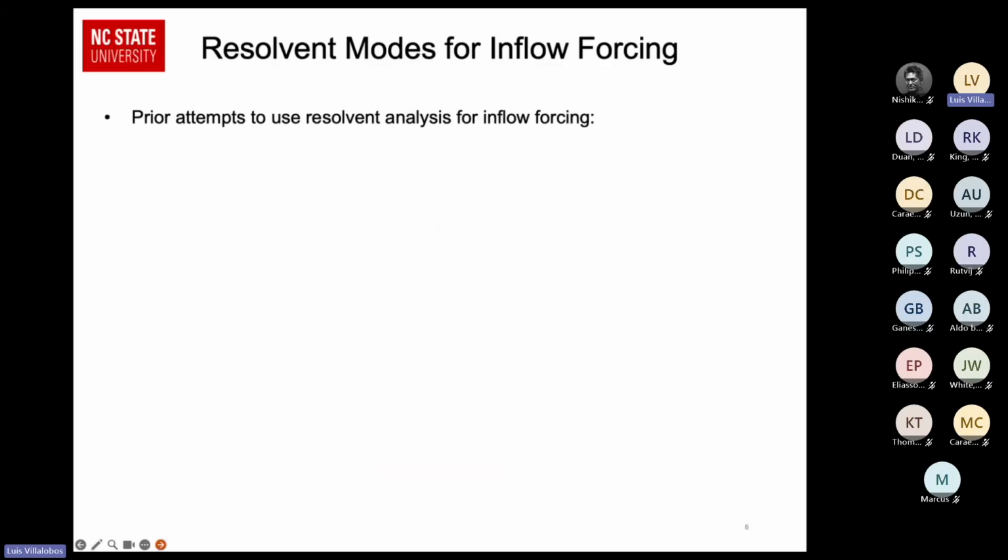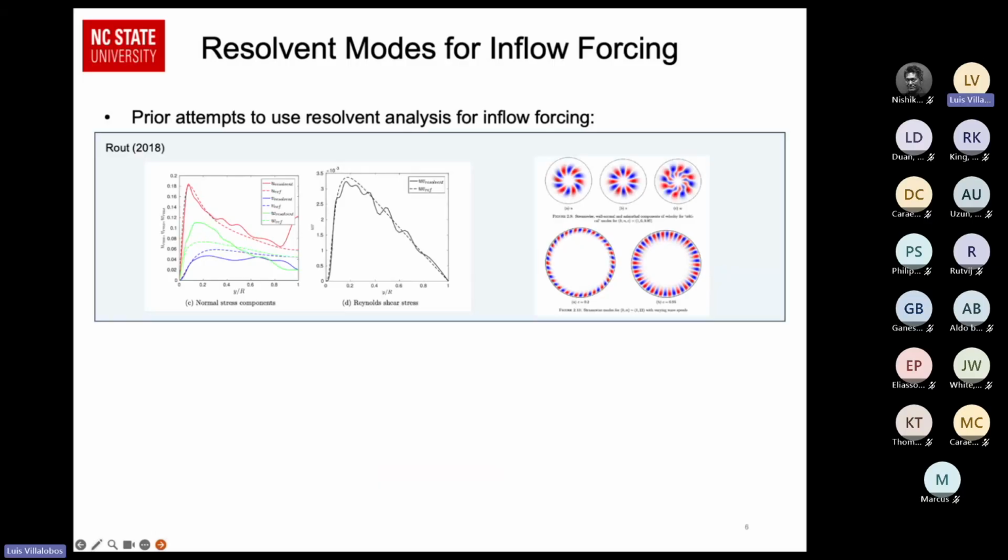So resolvent modes for inflow forcing. There have been previous attempts to use a similar technique. I think the most notable one was by Rout in 2018. He used a genetic algorithm to optimize resolvent modes computed from a pipe flow to fit second-order statistics from DNS, and then he imposed that into a DNS of a pipe flow, and then he found that he got pretty good, decent development length when compared to techniques like digital filtering. A problem with this technique was that it wasn't very general, and that he had to manually select which modes he wanted to pick. So if he went to a different flow, you might have to manually select different modes again.